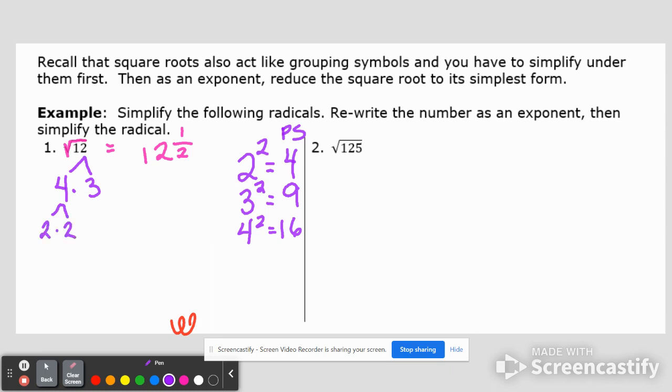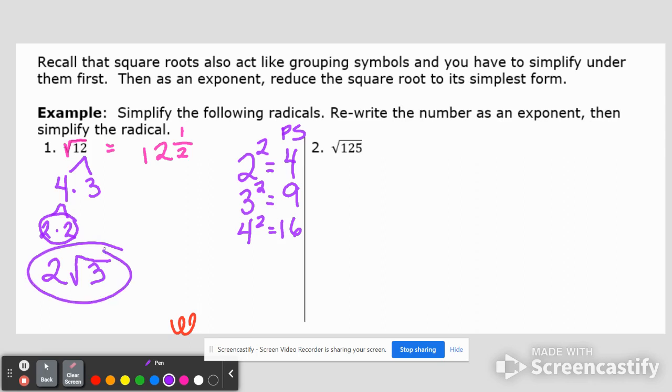So since this is a square root, then I need groups of 2 of the same kind in order to simplify my radical. So basically what I'm doing here is I'm taking the square root of 4, which is 2, and I'm going to bring that out. And what I couldn't simplify was the 3. So he's just going to hang out inside the radical. But this is technically my simplified answer. That's as far as I can go.